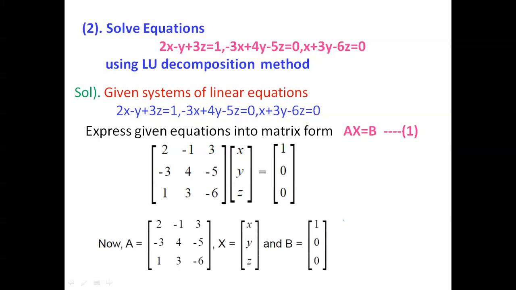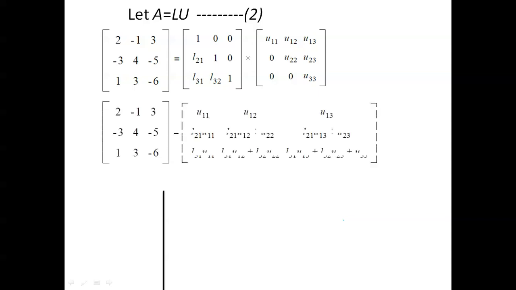Here A is the coefficient matrix, X is the unknown matrix, and B is the constant matrix. Now the matrix A is decomposed into a lower triangular matrix and an upper triangular matrix, as specified in equation 2. In the lower triangular matrix, we take the diagonal elements as 1. In the upper triangular matrix, as usual, we write the unknowns. Now we multiply the elements on the right hand side and compare both sides.